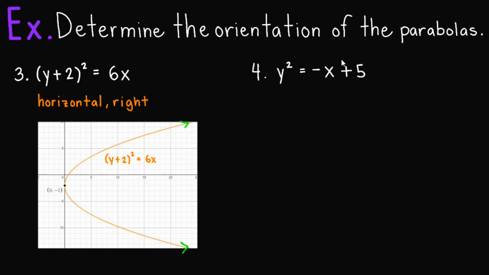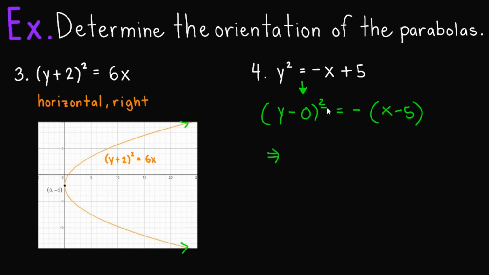Let's now move on to the last example. In here, take note that this isn't actually in its vertex form yet. Or it is, but it's kind of not clear. So take note that this one is equal to y minus 0 squared equals negative times x minus 5. Now this looks more like the vertex form that we know. So let's try to inspect this instead.